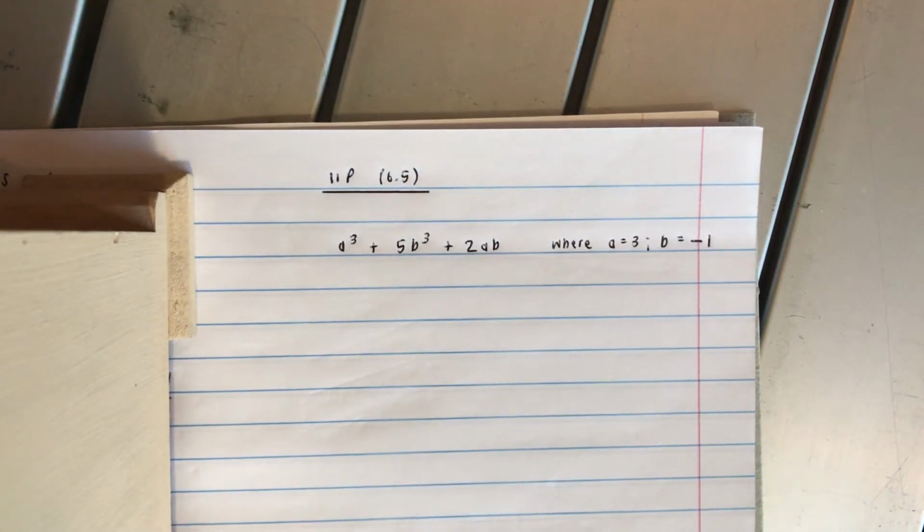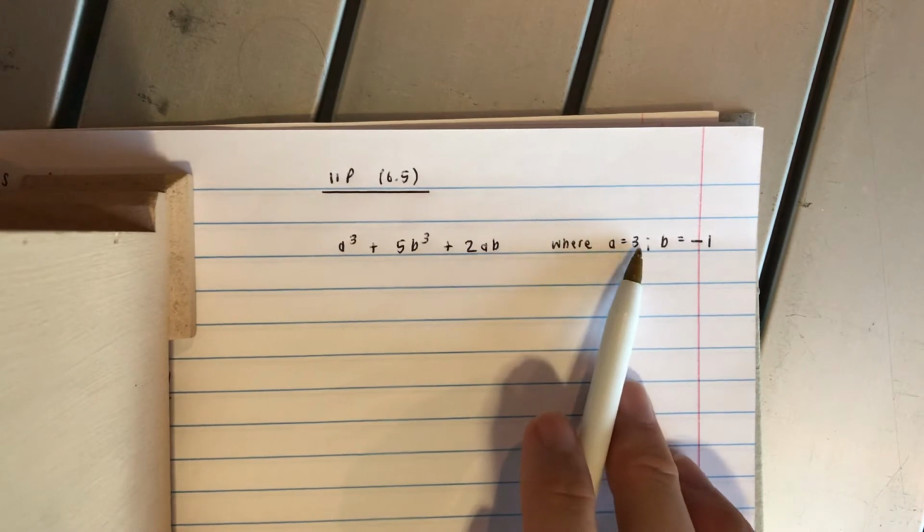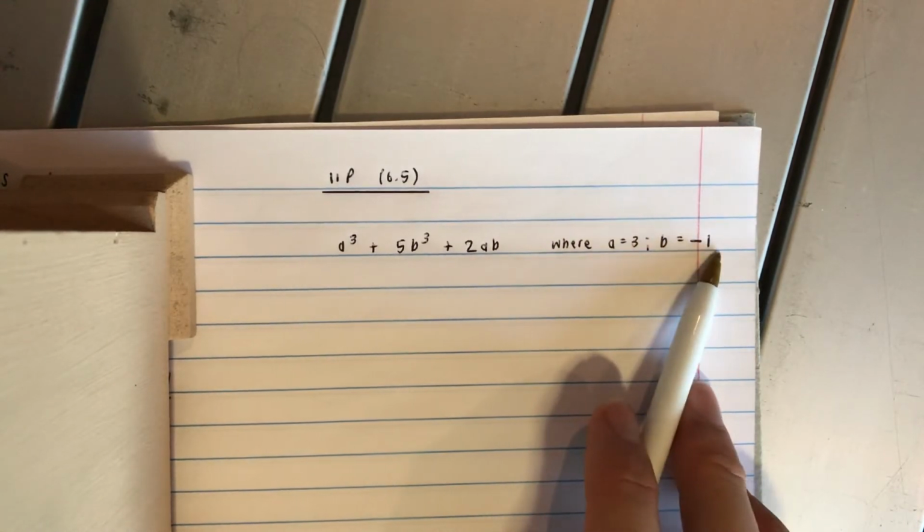Okay, the next one is from worksheet 11P, question 6.5. And what we are going to do here is a substitution. We have an algebraic expression. This is our algebraic expression. There we have the values assigned to the variables. So a is equal to 3 and the value of b is equal to -1.